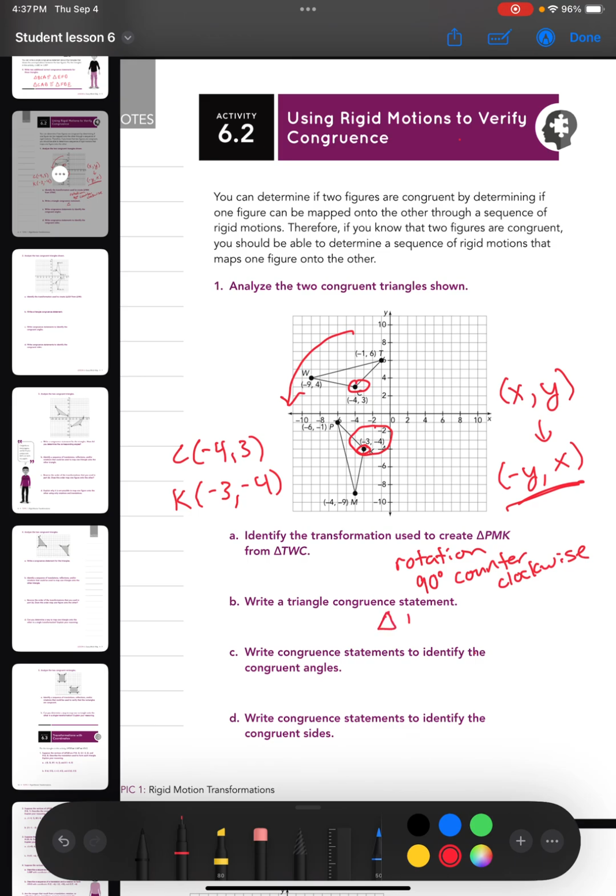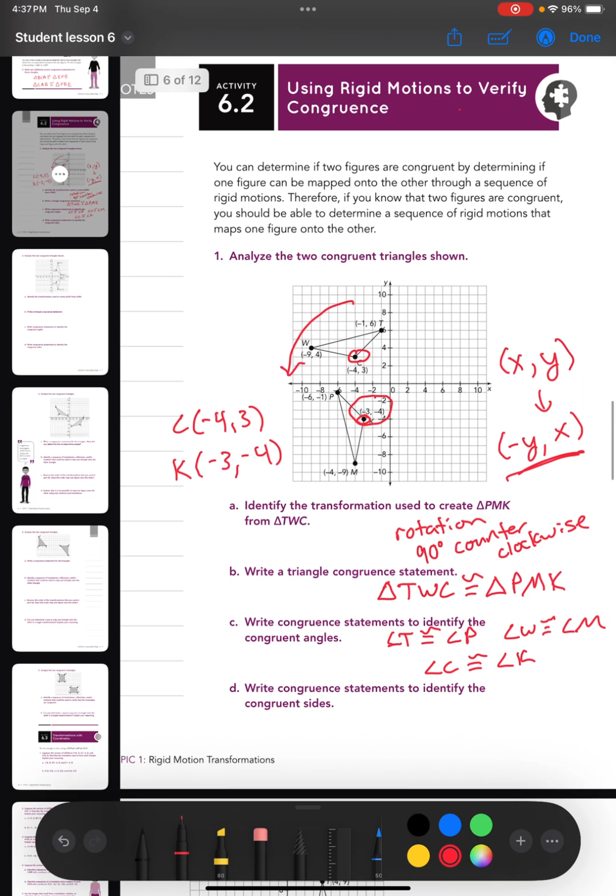We could say triangle TWC is congruent, if we're starting with the T and rotate that around, to angle P. So we'd say triangle PMK. Now write congruent statements to identify the angles. Just follow the order that we wrote that triangle in. So angle T is congruent to angle P. Angle W is congruent to angle M. And angle C is congruent to angle K.